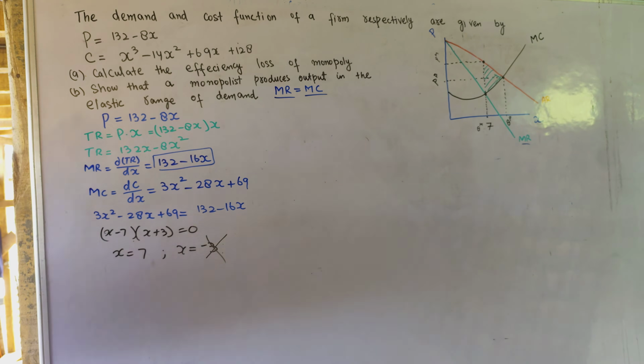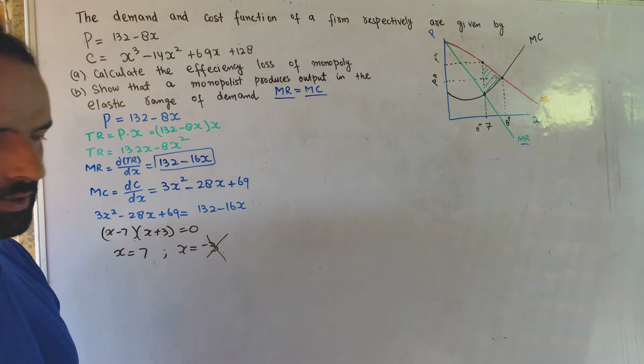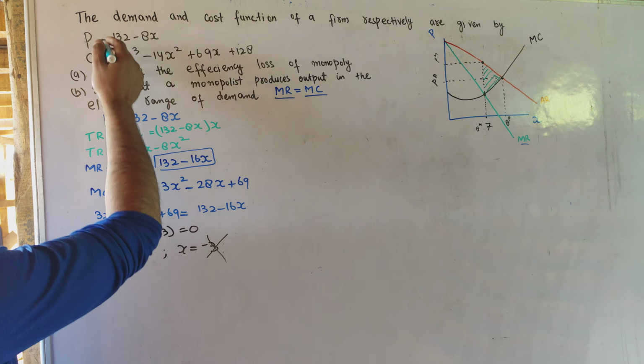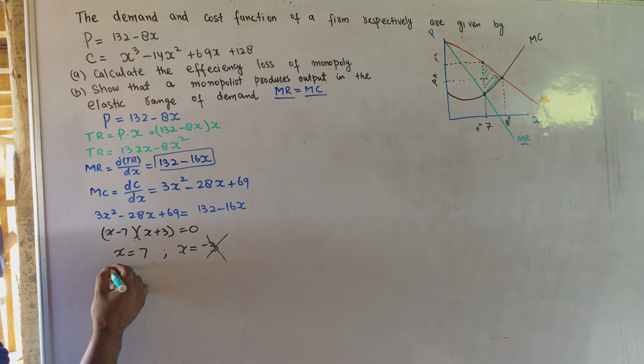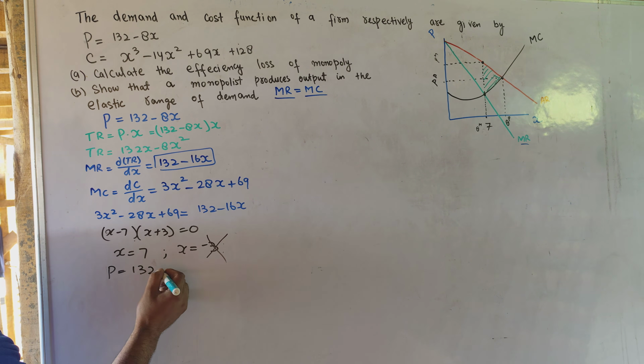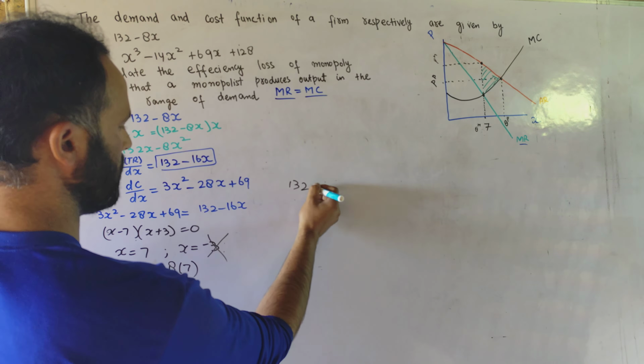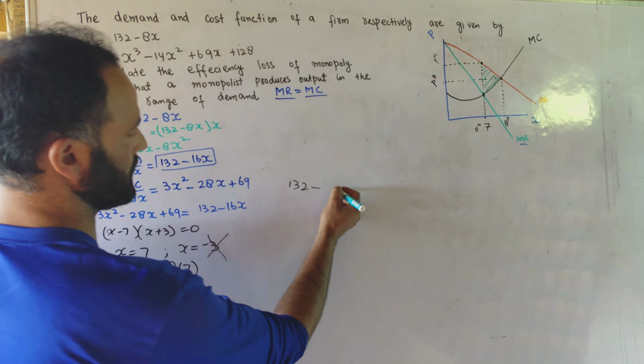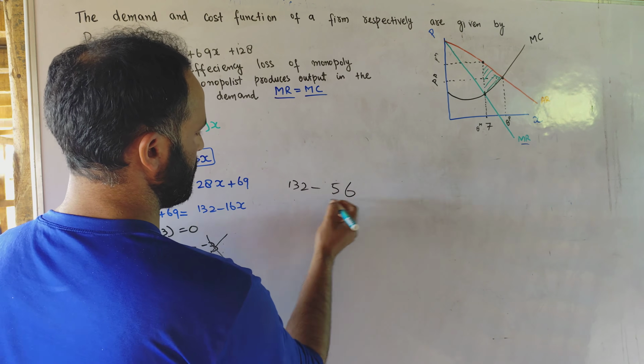Let's find out the corresponding price that the monopolist will charge. So put x is equal to 7 in this equation. So P is equal to 132 minus 8 into 7. Okay, so this is 132 minus 8 sevens, which is 56.